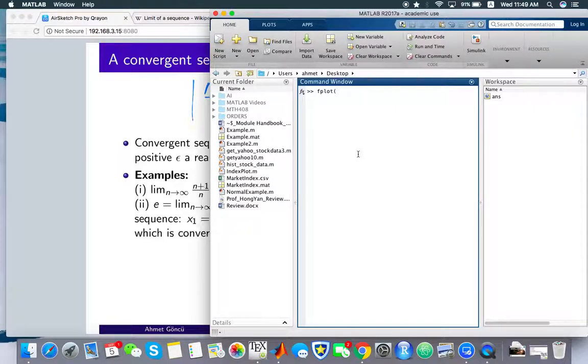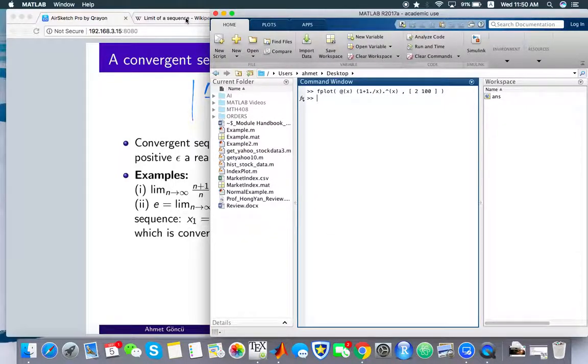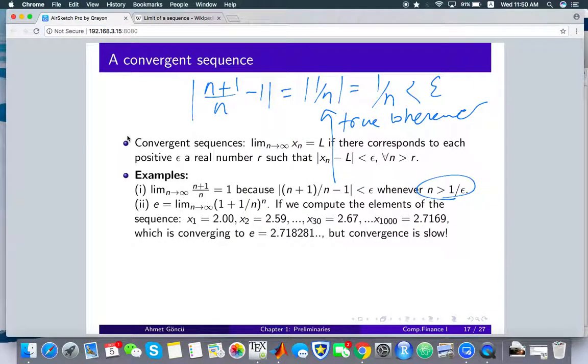Remember, we can use the fplot function. We can define a function with respect to x. And what we are trying to plot is 1 plus, let's say, 1 over x, to the power x. Again, I'm using the vector dots notation to vectorize my function definition. And suppose that I want to do this from 2 to 100. So you can see this is the plot, and it indeed converges to 2.718 something. So that shows that the convergence is actually quite rapid.